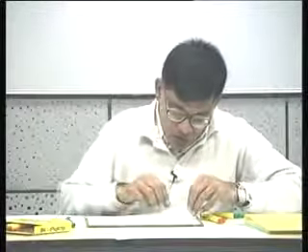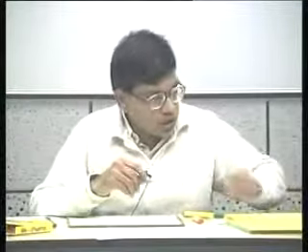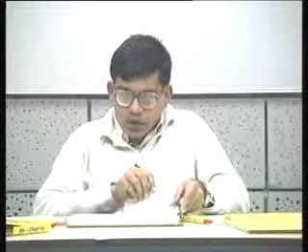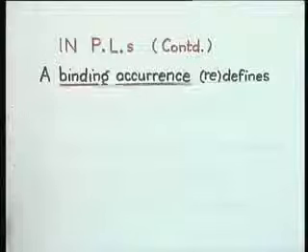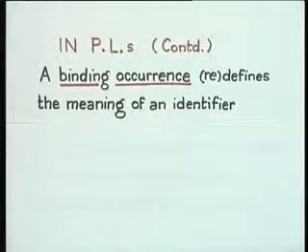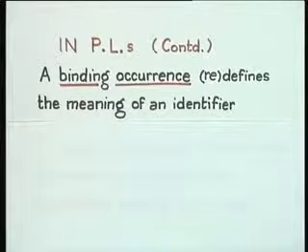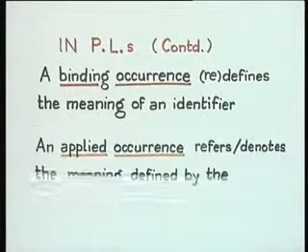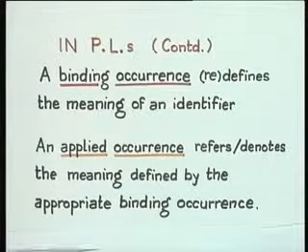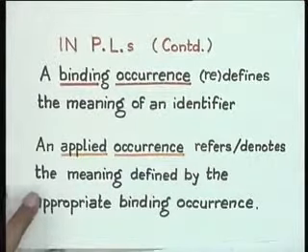Now, the most important reason for having binding occurrences is usually the introduction of names. So what are all the possibilities? A binding occurrence usually either defines by introduction or redefines an existing name. Names are identifiers; identifier is the more common term. And an applied occurrence just refers to or denotes the meaning defined by the appropriate binding occurrence.